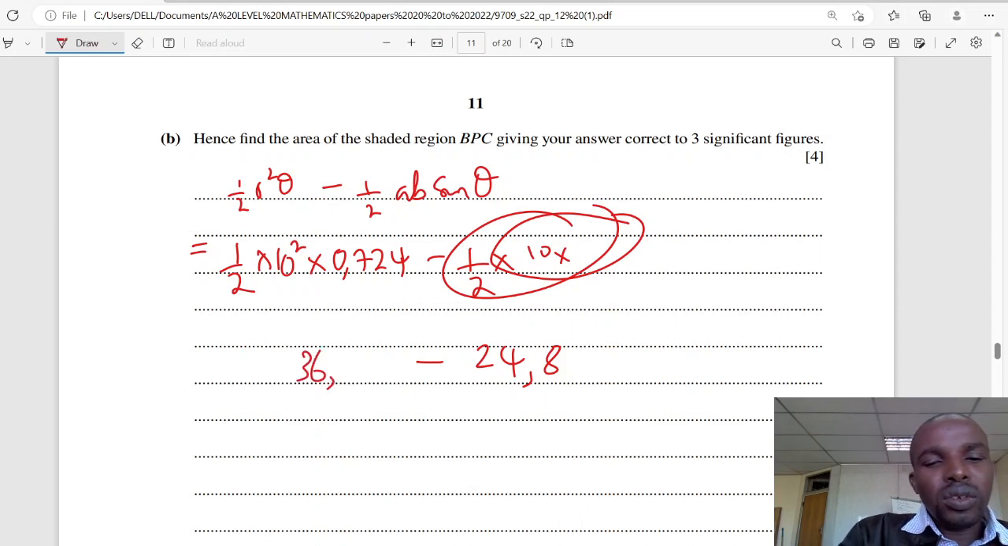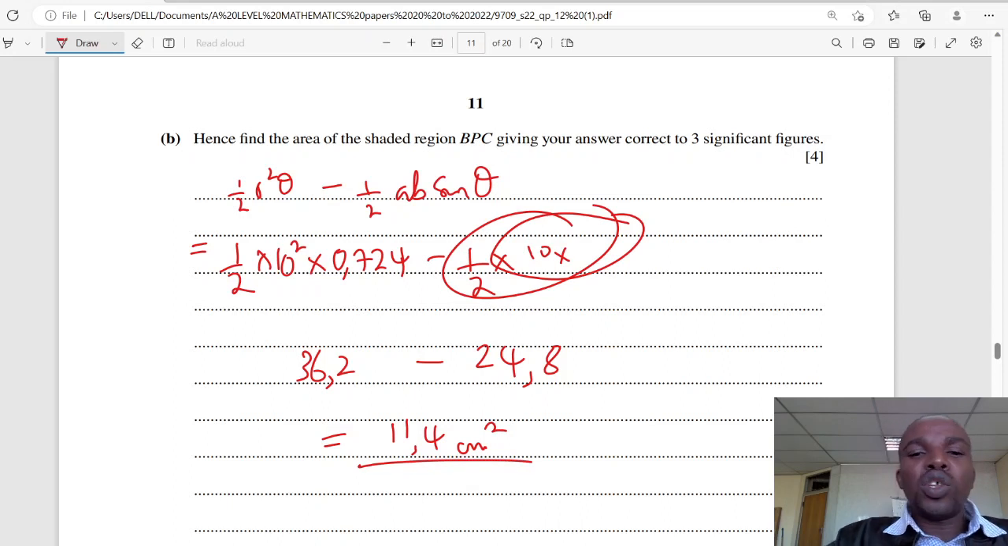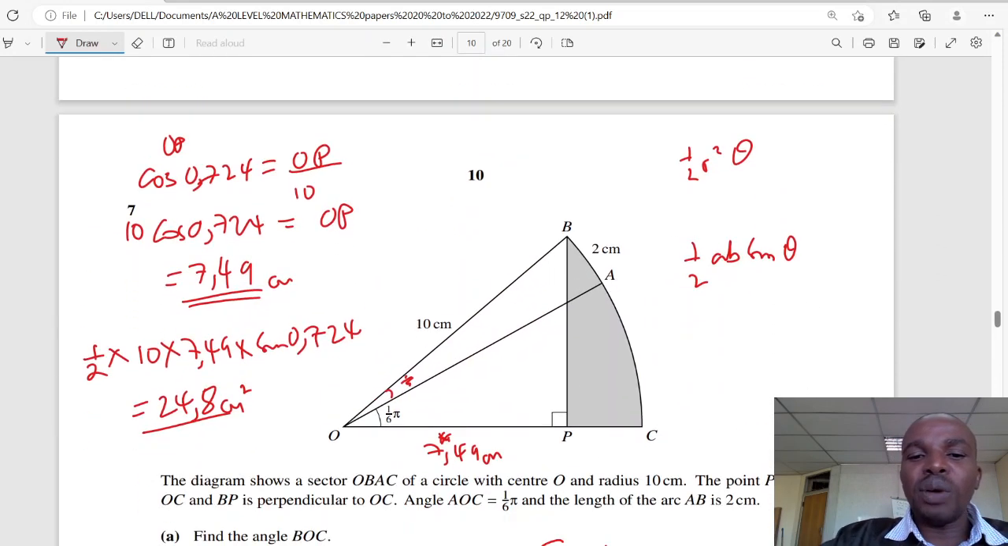36.2. Then subtract the two items, minus 24.8, you get 11.4 square centimeters. So take note, all the workings that I have put up there, you have to show them here. You have to show them here for the calculation of the area of a triangle. Everything must appear on this part. Even the calculation of OP, the side that you found, is also part of the working. This one, OP. It must be shown, right? It's part of the working.